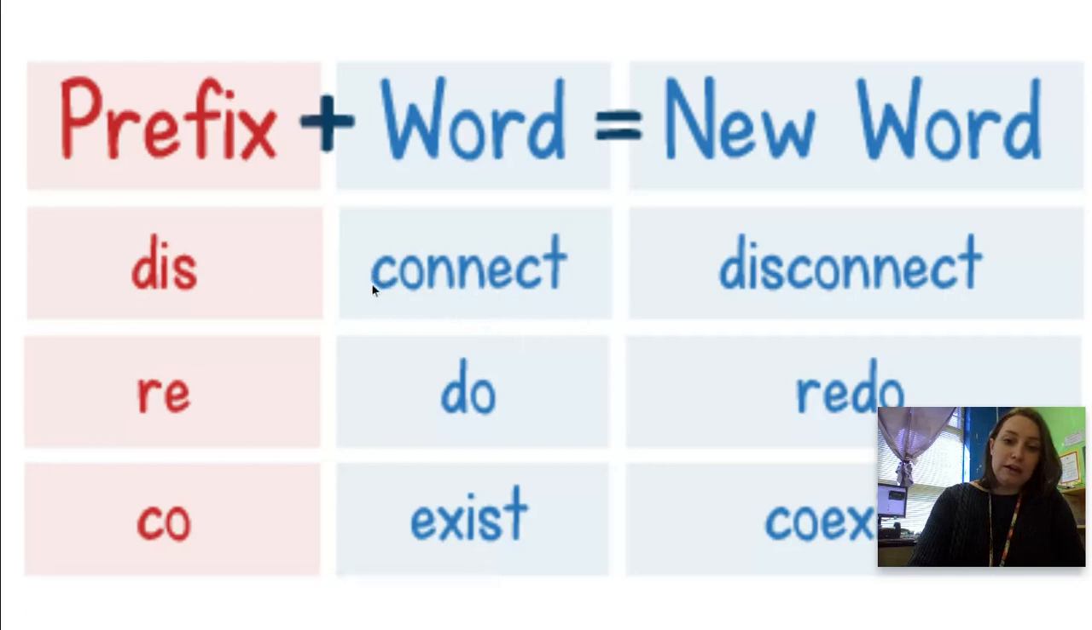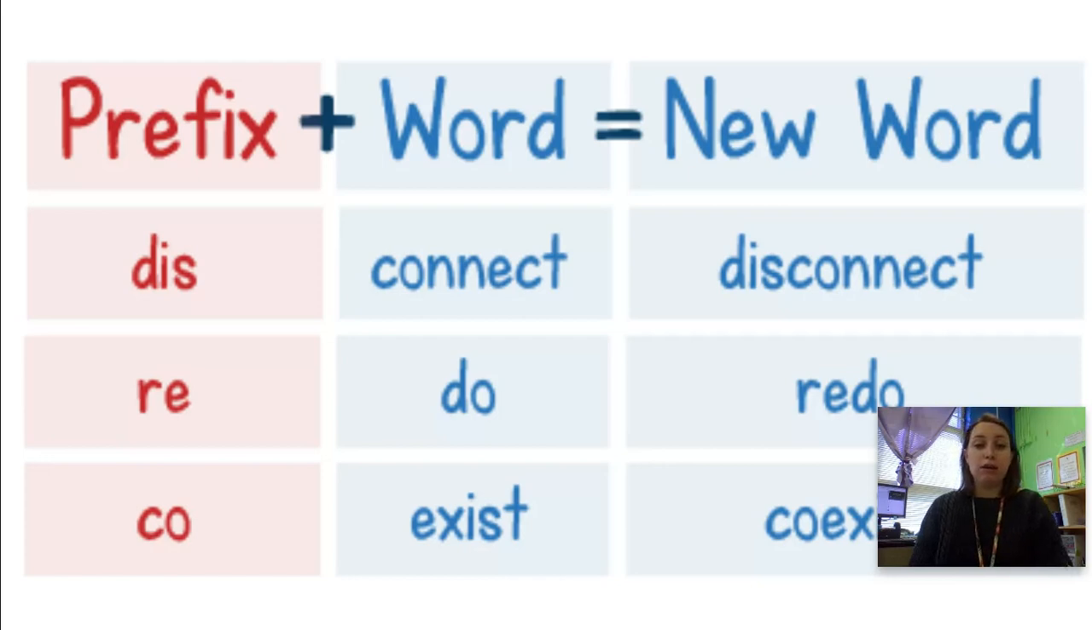So the word here is connect. That's our base word. We add the prefix dis, and now the word is disconnect. Well, connect means for two things to go together, right? So disconnect means for them to come apart. You might have seen this with your internet. Sometimes it will say connected to the internet or disconnected from the internet. Connected means you're on the internet, you're doing good. Disconnected means you're not on the internet.